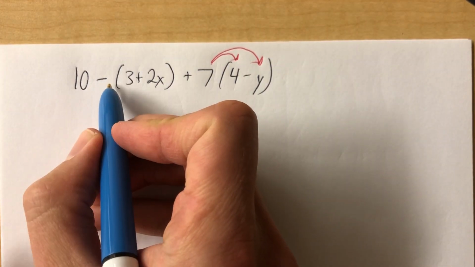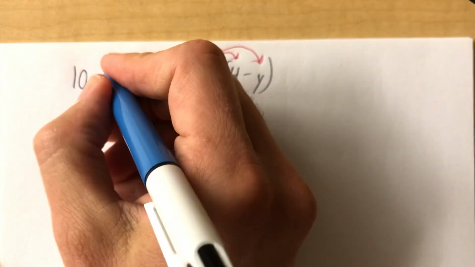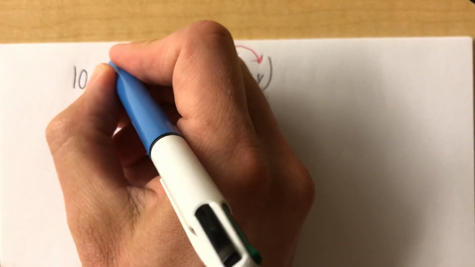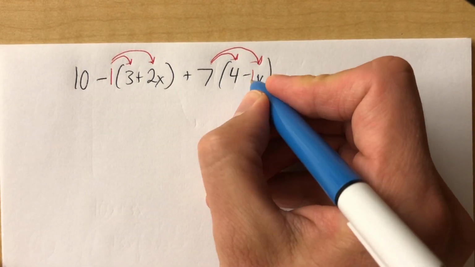And I'm also going to do that right there. There's a 1 here. So what I really need to do before I really get started is put a little 1 right there. It's like a negative 1. Negative 1 times 3. Negative 1 times 2x. And there's a little negative 1 right there.